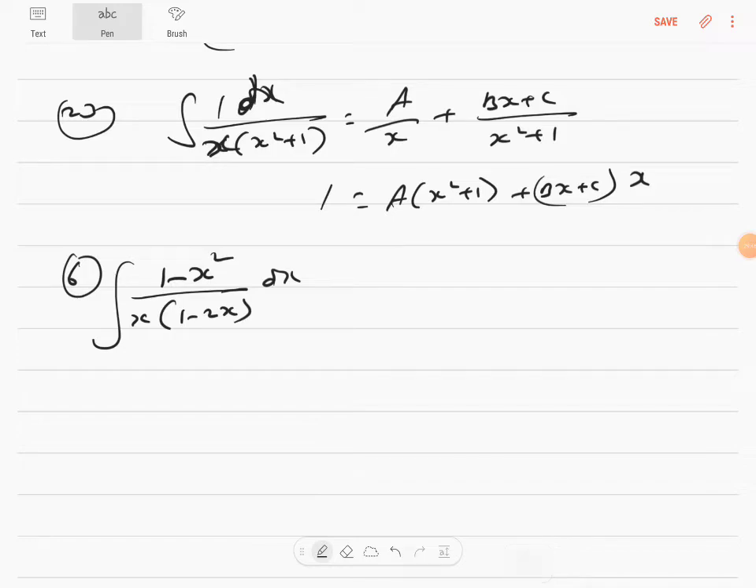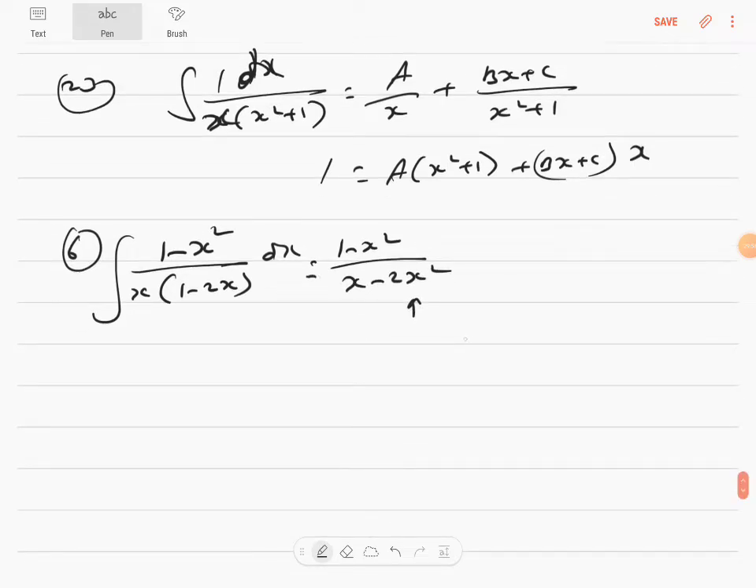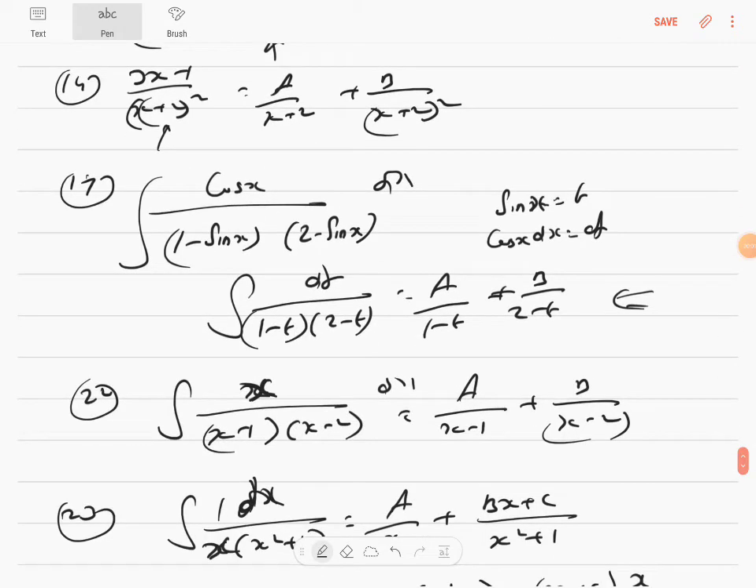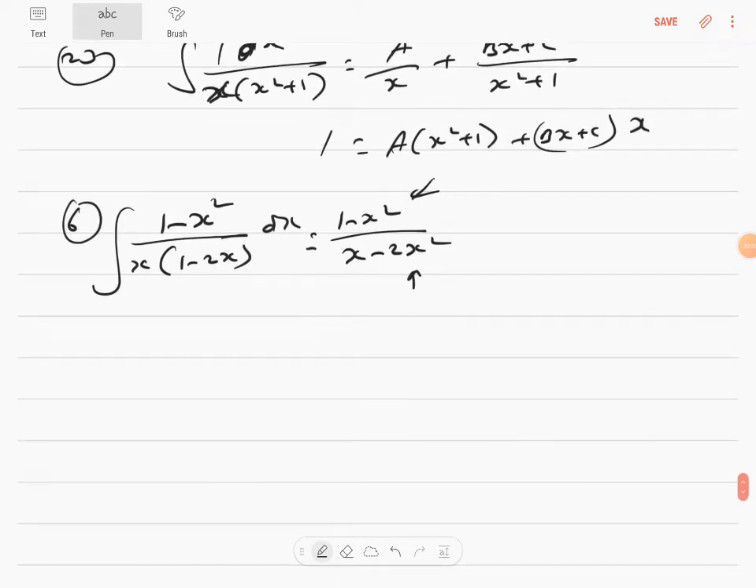So if you see, this is 1 minus x square, and the denominator will be x minus 2x square. So the powers are the same. The numerator cannot have an equal power to the denominator. If you see the previous sums, it is only linear and quadratic, where the numerator had the smaller power. So in such a sum, before doing partial fractions, you are supposed to do long division.